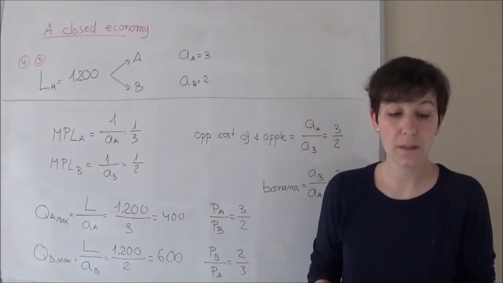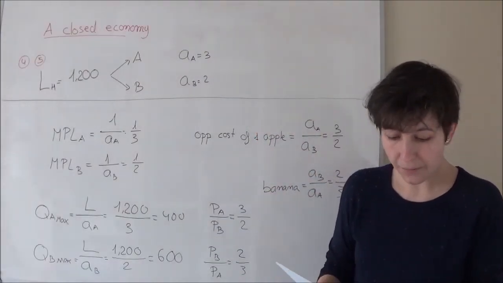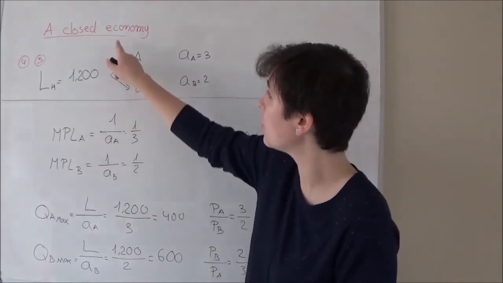We can find, as I said, an economy that is not really good at doing anything, so that economy doesn't have an absolute advantage in anything, but it can have a comparative advantage in any of the two goods, or more goods, in real life. Now we are going to answer questions 4 and 5 inside of the section A Closed Economy.